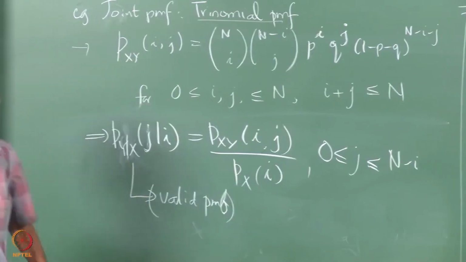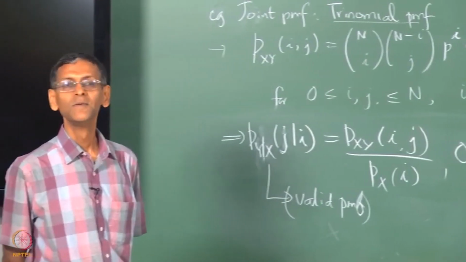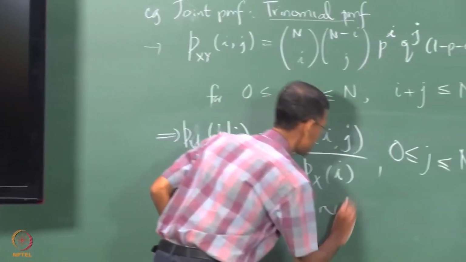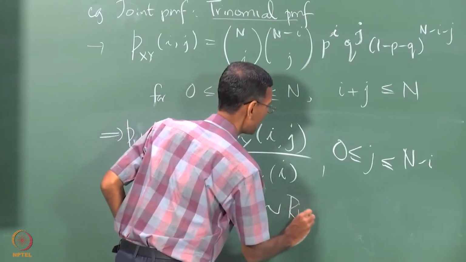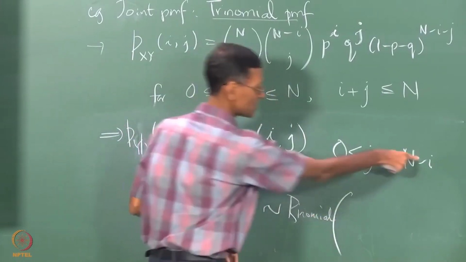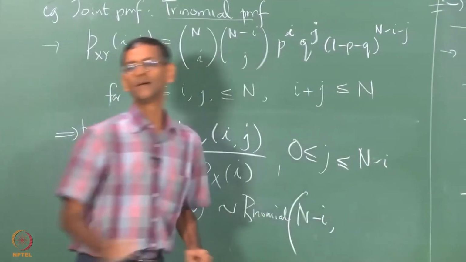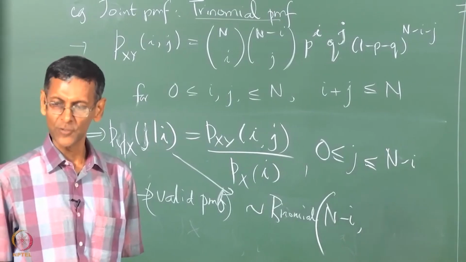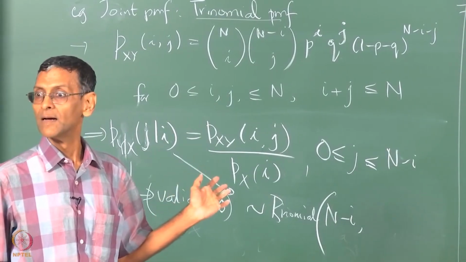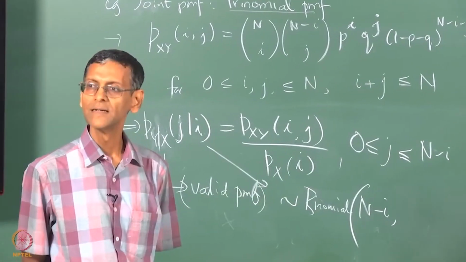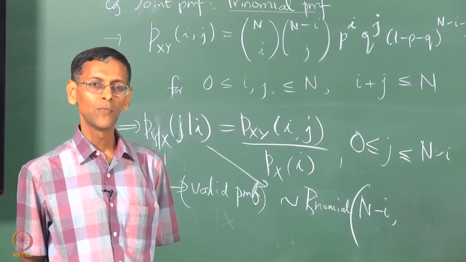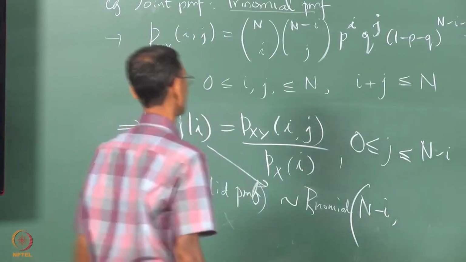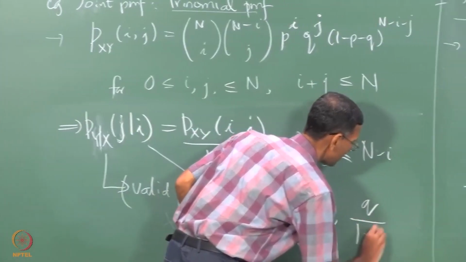What is the PMF that you get? What do you think? It turns out it is going to be binomial with what parameters? So this is binomial. Of course, n minus i, right? It is going to be that parameter, going from 0 to n minus i. So that n is n minus i, and the probability parameter, it turns out, is not p, it is q divided by 1 minus p.